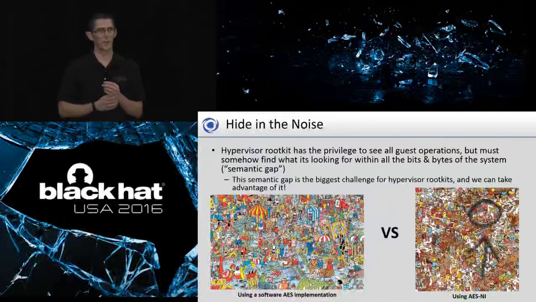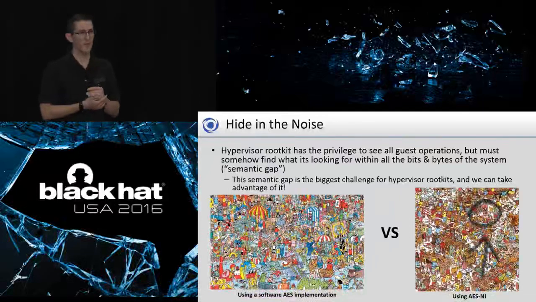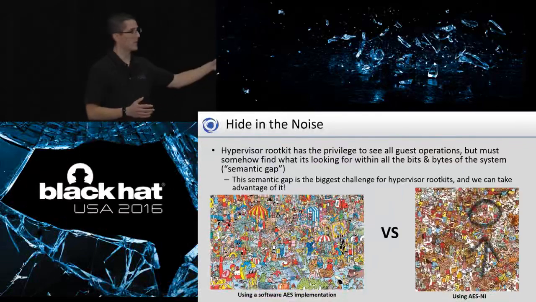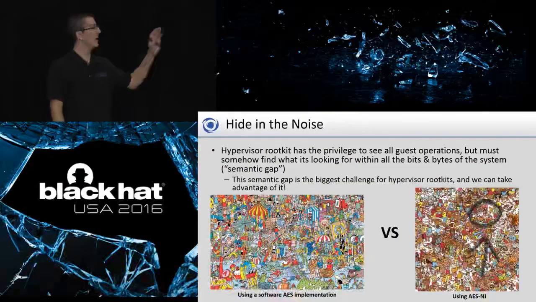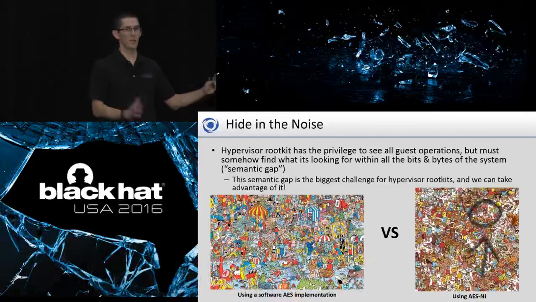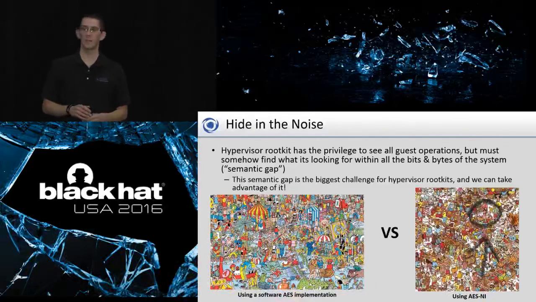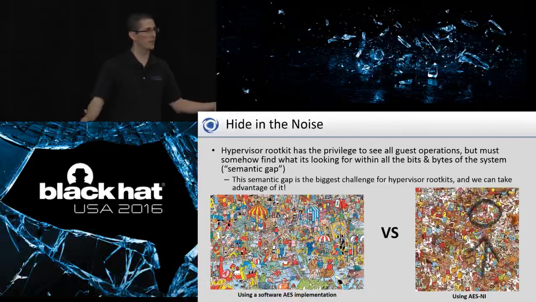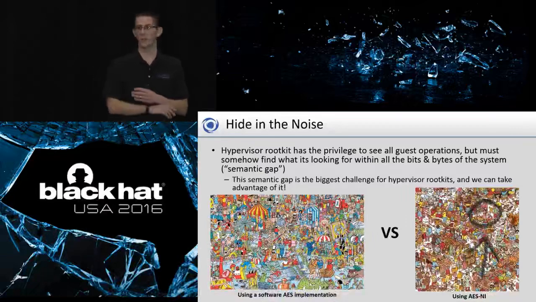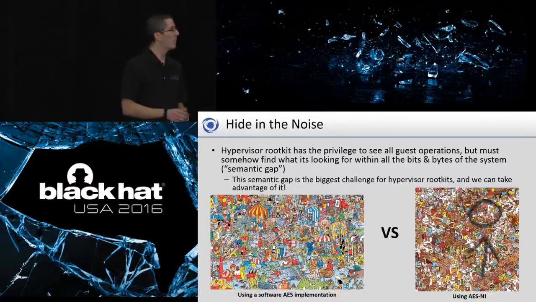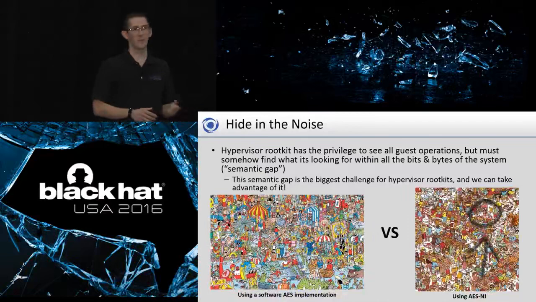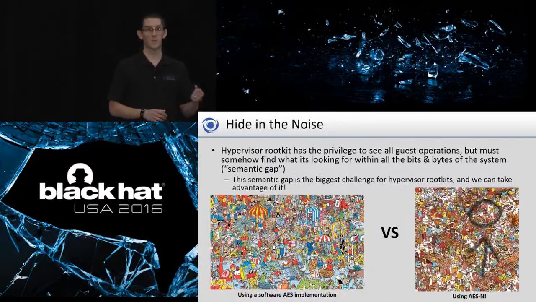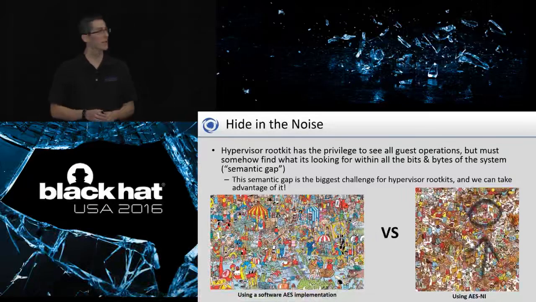So what do I mean by that? I think about it like Where's Waldo. On the left-hand side, we can see everything in that graphic. Nothing is blacked out. Just like the hypervisor can see all of the bits and the bytes in the system that has the privilege to read anything in memory. But finding Waldo in that graphic takes time, and it's hard.